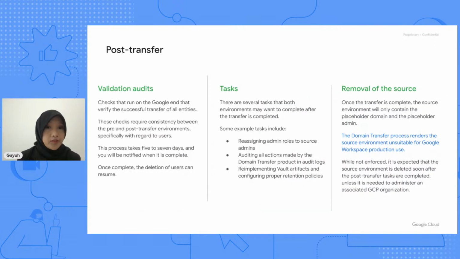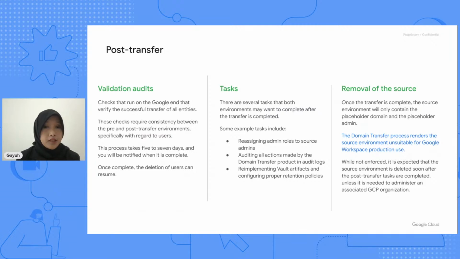So what happens after the transfer? Once we execute the production transfer, there will be a validation audit period that typically will be done in 5 to 7 days post the production transfer. During that period, you will be asked not to delete any users. Your Google team will inform you once the validation audit period is completed. And once that is complete, you can do the deletion of users.